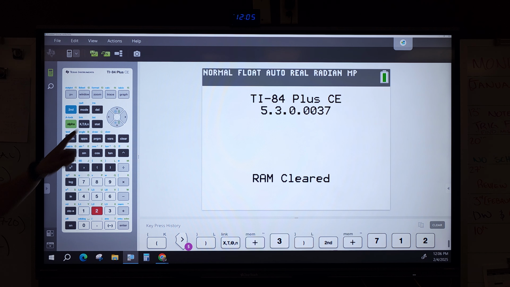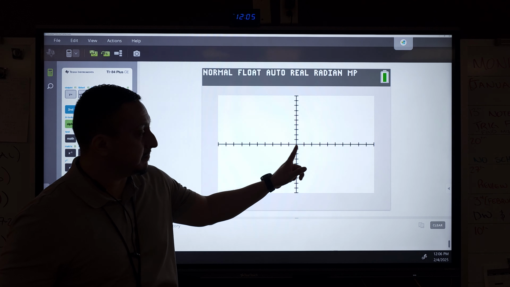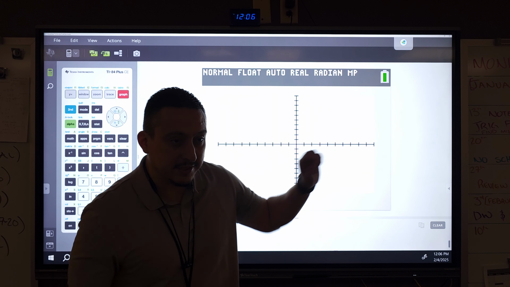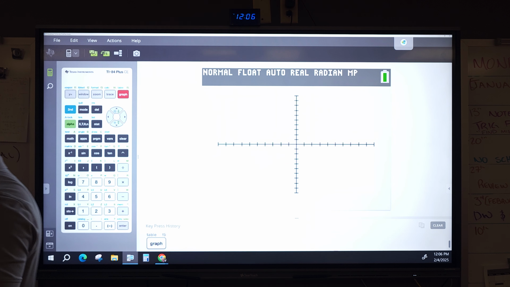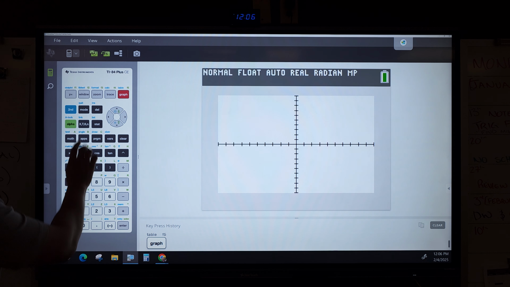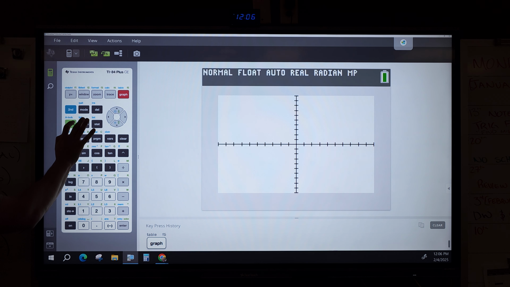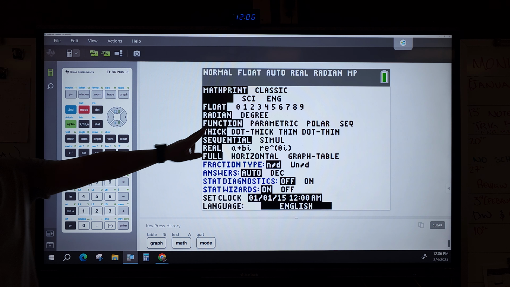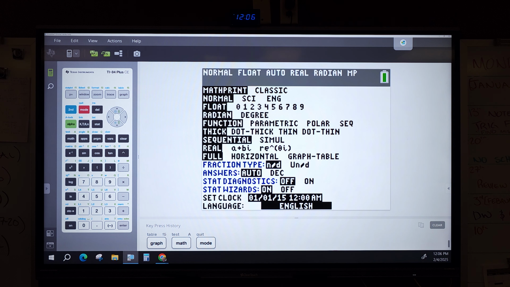Okay, so the issue right now is that when you graph it, it's graphing 1, 2, 3, 4, 5, 6. I don't want it to graph 1, 2, 3. I want it to graph pi over 4, pi over 2. So make sure your mode is in radian. If you reset, it should be in degree.